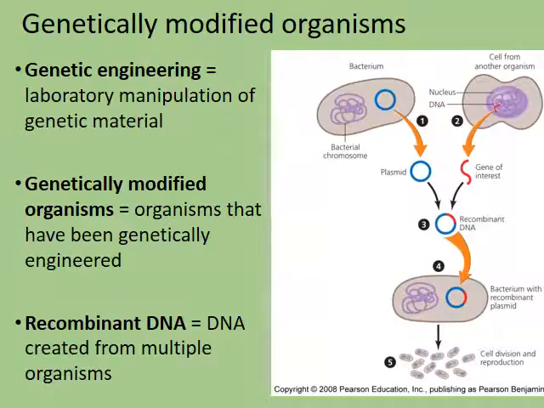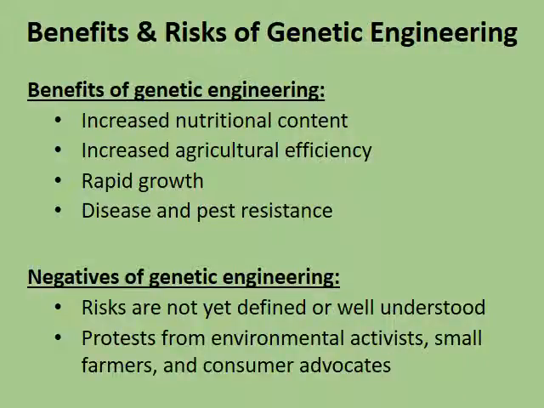GMOs are created through genetically engineering organisms. This isn't simply crossbreeding or breeding for selected traits. This is using recombinant DNA from multiple organisms, and this is done in a lab setting. There are benefits and there are risks.